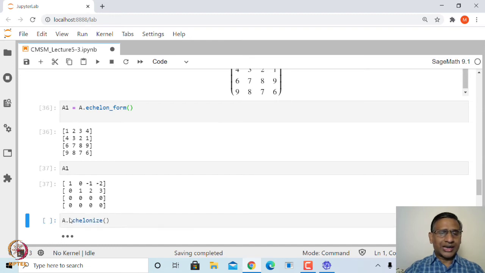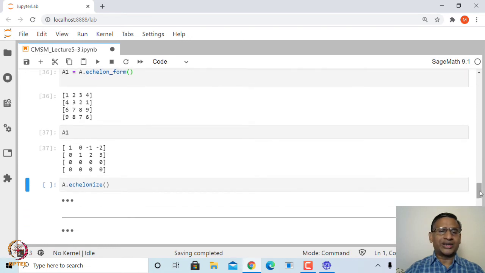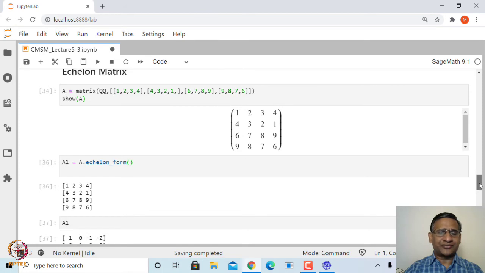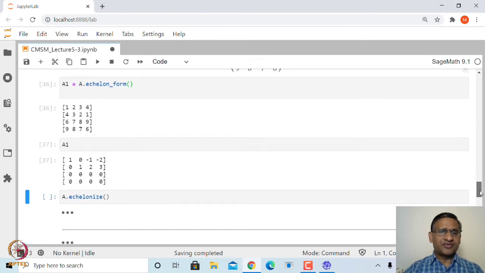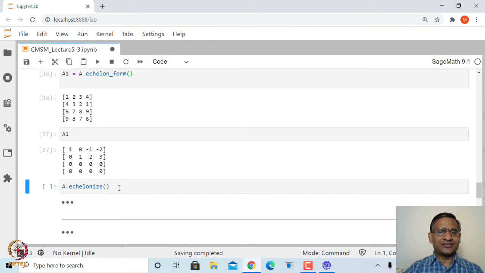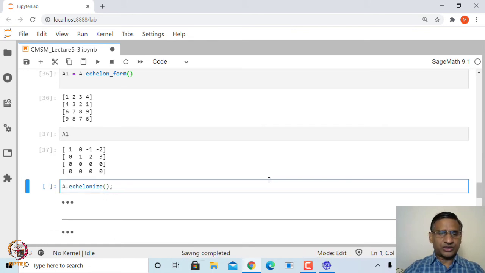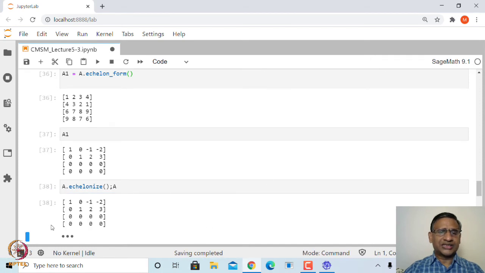You can also call A dot echelonize. When we say A dot echelon form, A does not change, whereas if I say A dot echelonize, A itself will change. So let me see what A is in this case. A itself has changed. You can see why this is an Echelon matrix: there are 2 zero rows appearing at the bottom. The first 2 rows are non-zero, and the leading entry in the first row is 1, and here also 1, and this entry is to the left of this non-zero entry.